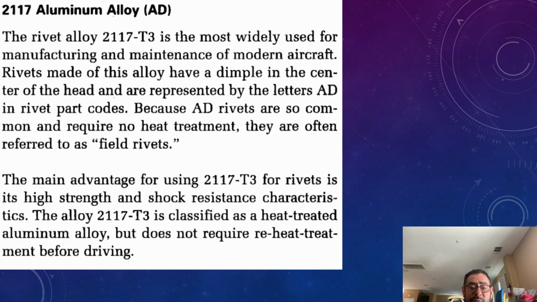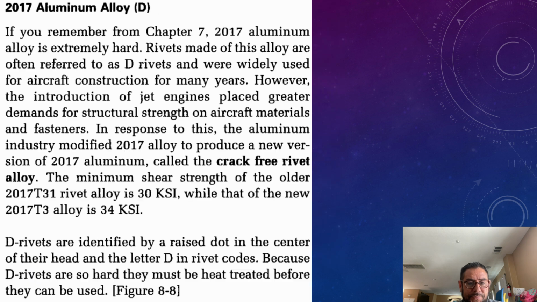The main advantage of using 2117-T3 for rivets is its high strength and shock resistance characteristics. The alloy 2117-T3 is classified as a heat-treated aluminum alloy, but does not require a reheat treatment before driving or applying. And then we also have the 2017 aluminum alloy.